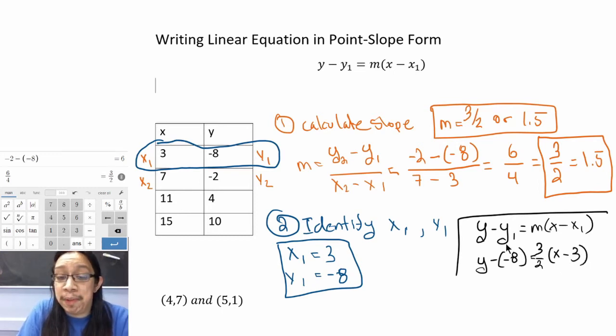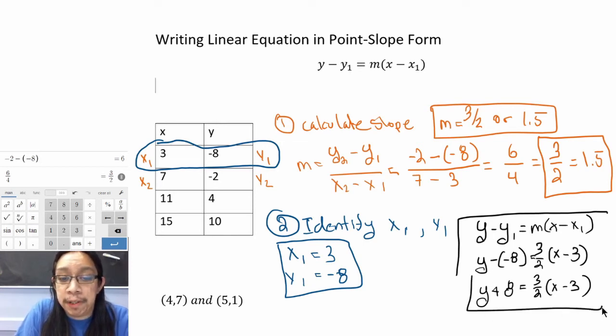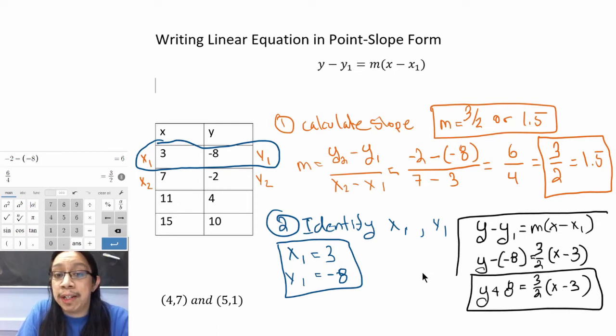My suggestion would be to simplify any double negatives that you see. So in this case, we can continue simplifying by changing this double negative into a plus. So y plus 8 is equal to 3 over 2, x minus 3. So anytime they ask you to write a linear equation in point-slope form, these are the steps that you want to take. Now the work for this is very similar if you try to write an equation from 2 points.